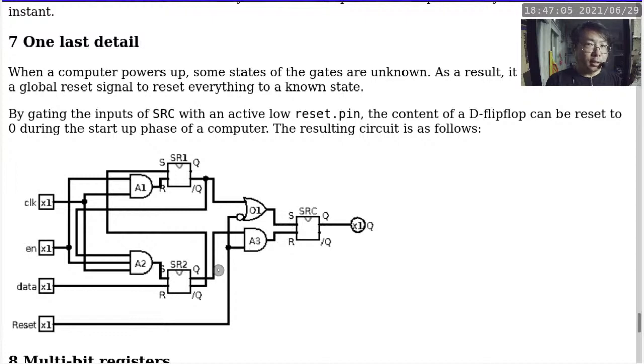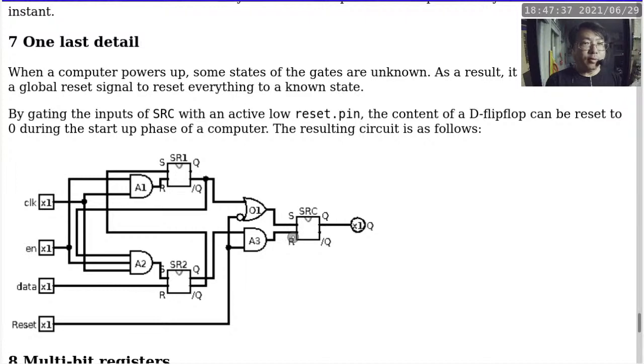What about A3? When the reset pin is a 0, it goes straight into A3. A3 is not a NAND gate, it is just a regular AND gate, which means if at least one input is a 0, the output is going to be a 0. So if we know the reset pin is a 0, that guarantees O1 to output a 1. It also guarantees A3 to output a 0. So as far as SRC is concerned, the S pin is a 1, the R pin is a 0.